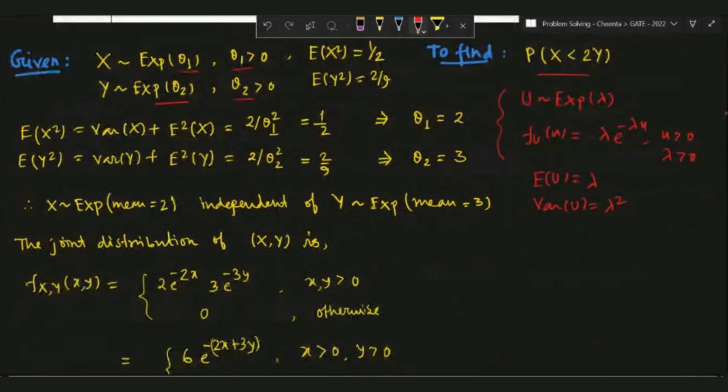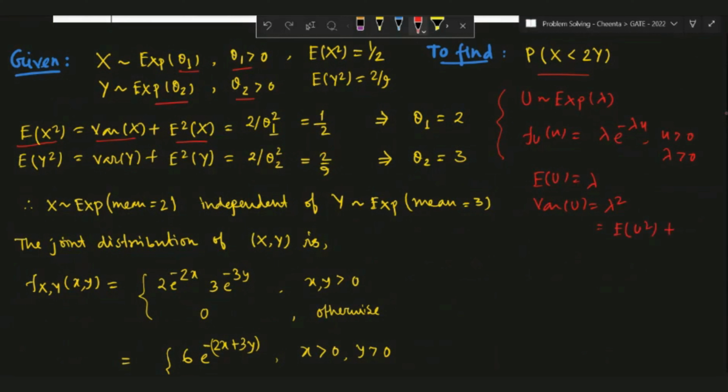we can get expectation of X square equal to variance of X plus expectation of X whole square, since variance of X equals expectation of X square minus expectation of X whole square. Replacing these values into this equation, we get that variance of X is 1 by theta 1 square, and expectation of X is 1 by theta 1, so its square is 1 by theta 1 square. Adding up we get 2 by theta 1 square, which is equal to half, which is given. So from that we get theta 1 equal to 2, and similarly from the given condition of Y we get theta 2 equal to 3.